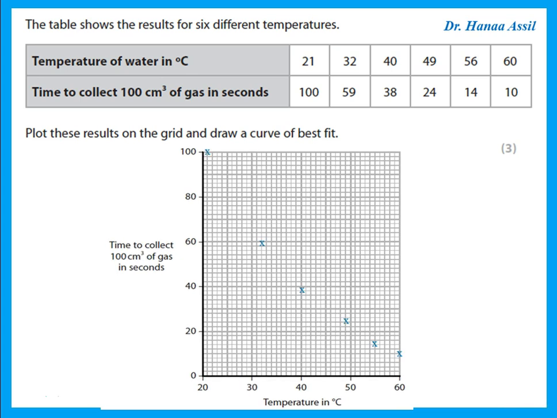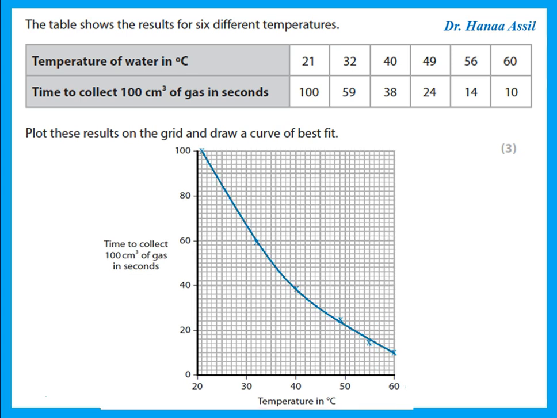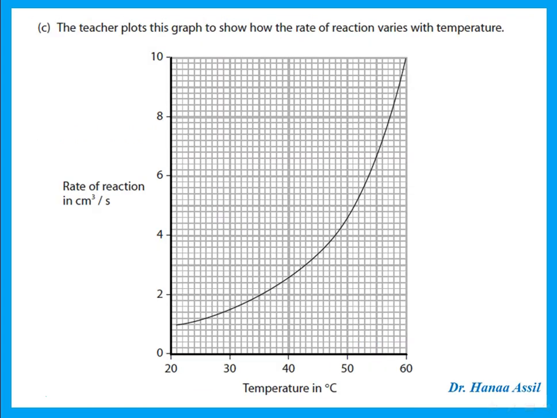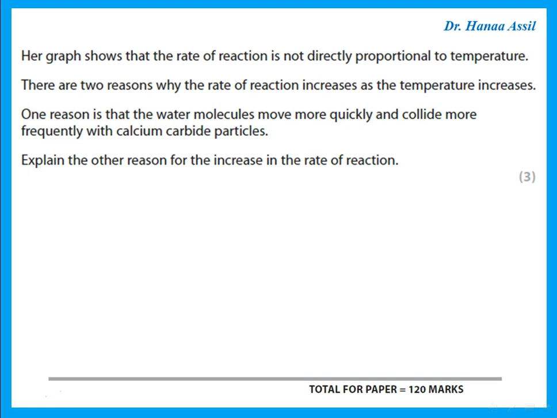Please be careful when plotting. He follows point by point as an examiner, and any mistake in one of the points, you lose one of these 3 marks. Then he's saying draw a curve of best fit. So you join it, trying to take in all of the points in a curve. Then he says the teacher plots this graph to show how the rate of reaction varies with temperature. So here he's talking about rate versus temperature. And her graph shows that the rate of reaction is not directly proportional to temperature.